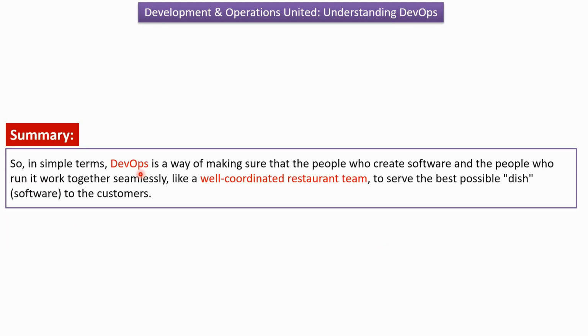In simple terms, DevOps is a way of making sure that the people who create the software and the people who run it work together seamlessly, like a well-coordinated restaurant team, to serve the best possible dish to the customers.